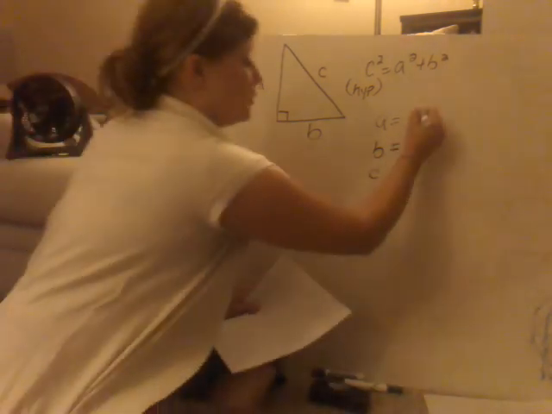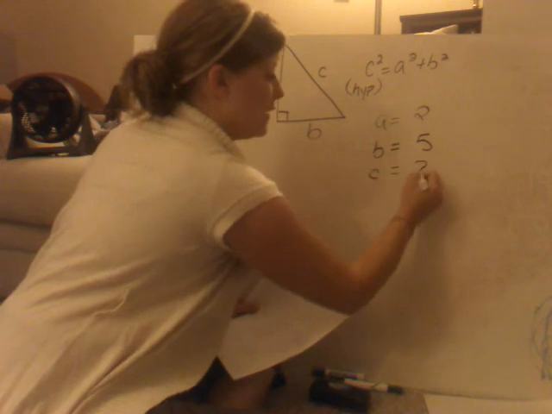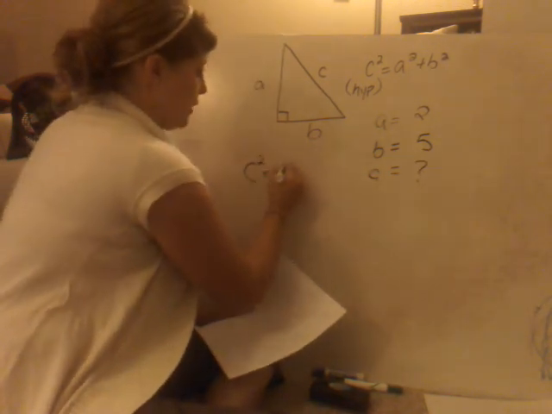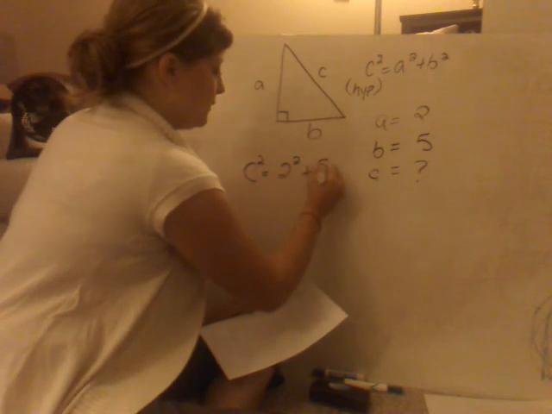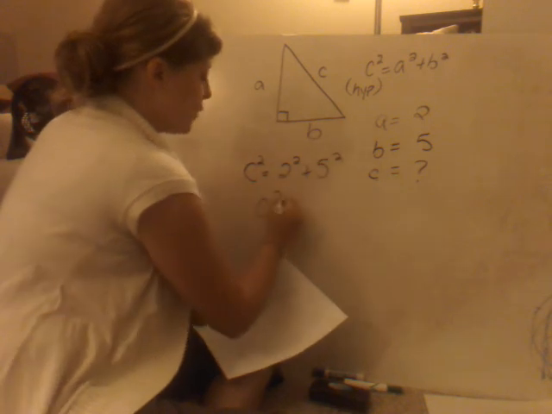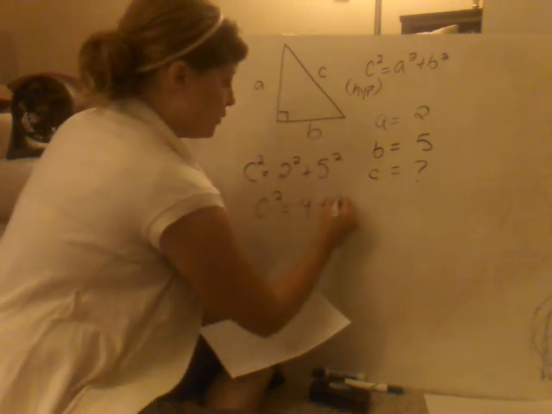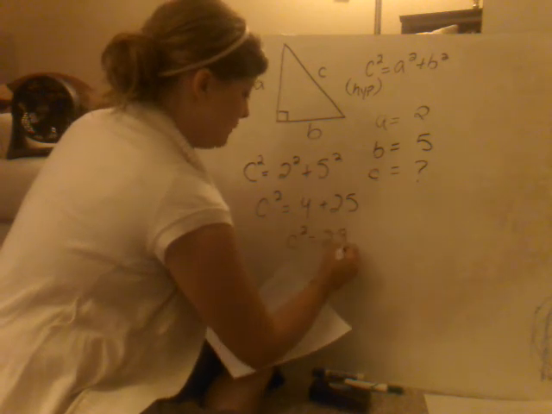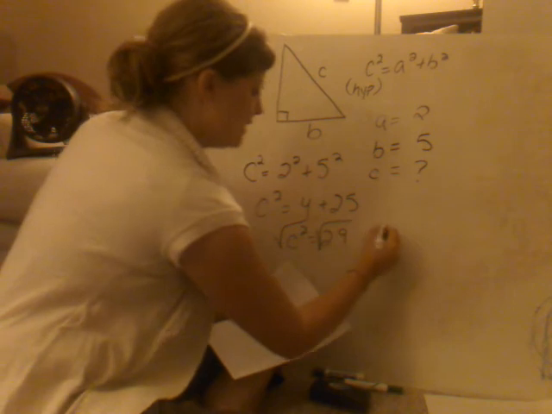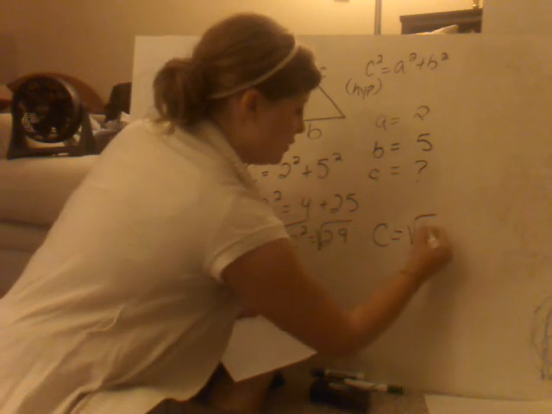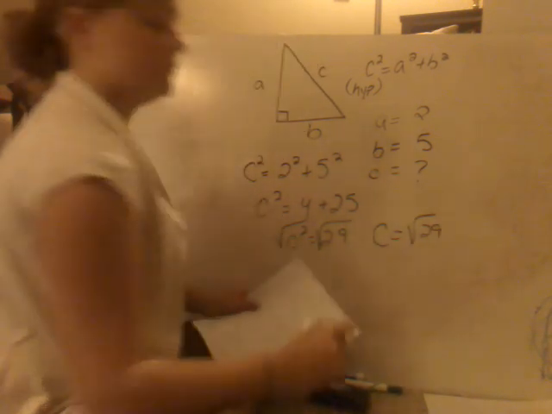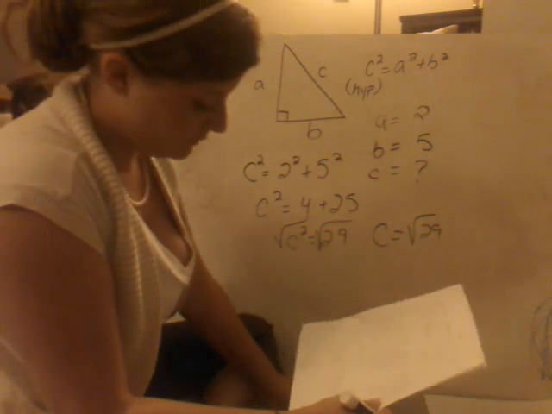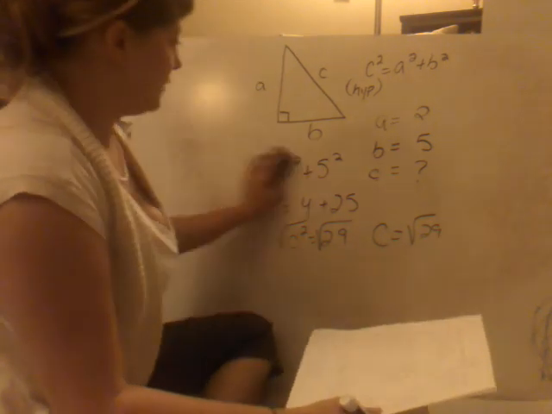I tell you that a is 2 and b is 5. Find c. Again, I have c squared is equal to 2 squared plus 5 squared. C squared is equal to 4 plus 25. C squared is equal to 29. I take the square root of both sides. C is equal to the square root of 29. And there we go. Alright, continuing on.